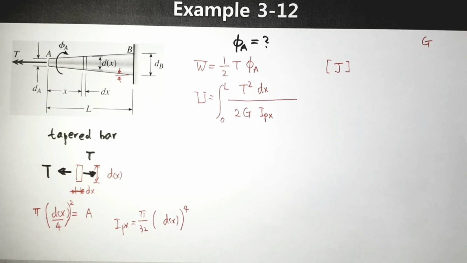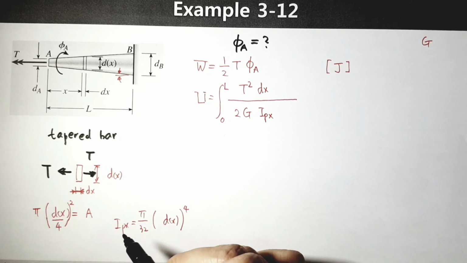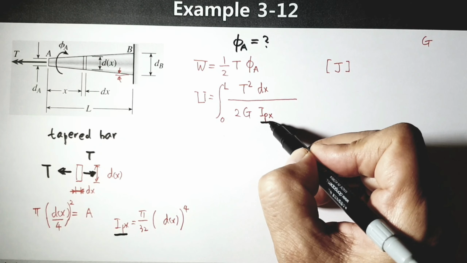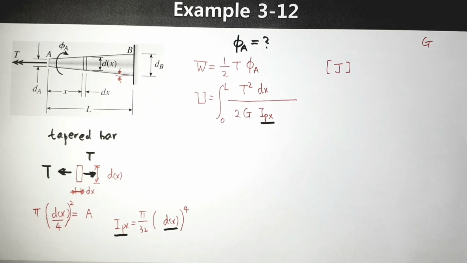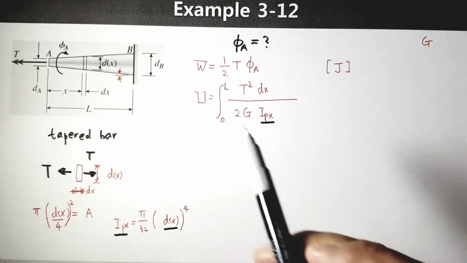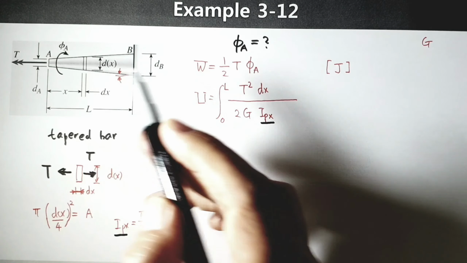Okay, the problem is here. We can substitute this IPx value there. But the trouble is that inside we have the dx value, and dx is changed. How can we calculate dx? Okay, I will draw this one again.